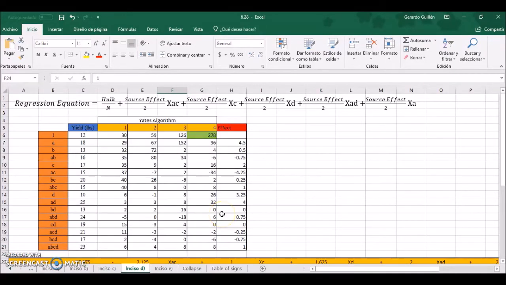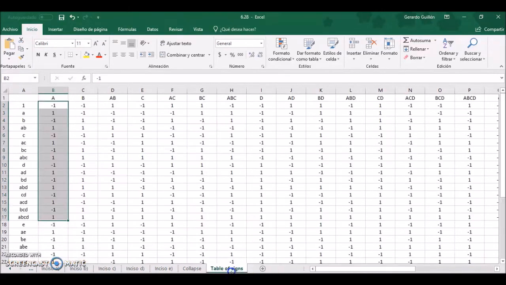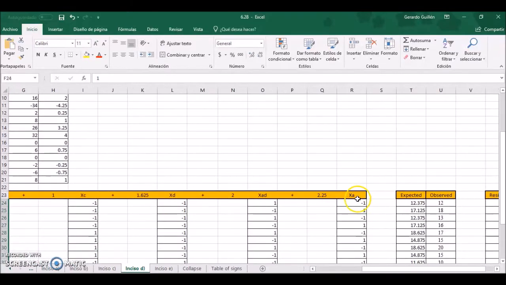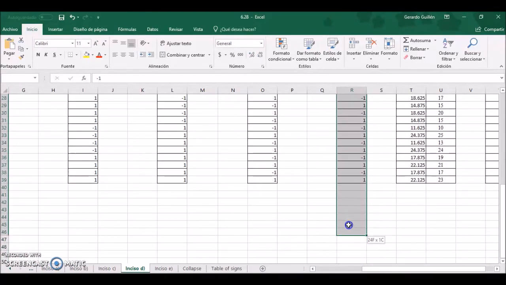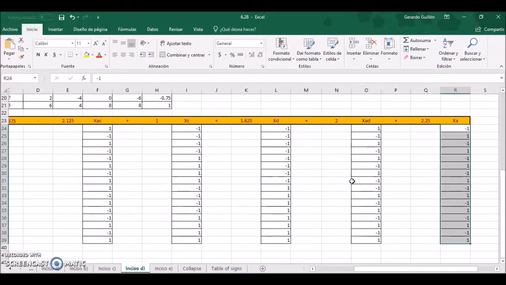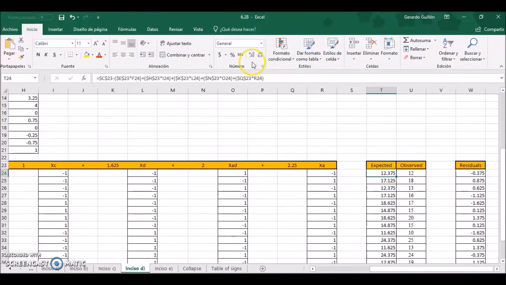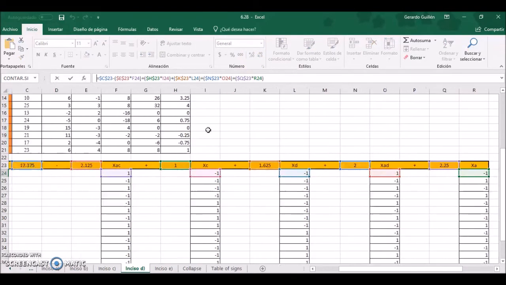Next, we're going to obtain the residuals. To obtain them, we are going to use the table of signs and the regression equation. This is the table of signs. We're going to copy the values of the source A, for example, and paste them below the corresponding source in the regression equation. And this is how we're going to arrange these values. Next, we are going to substitute in the formula, and the value we get is going to be the expected value.